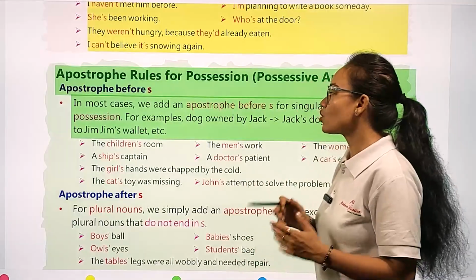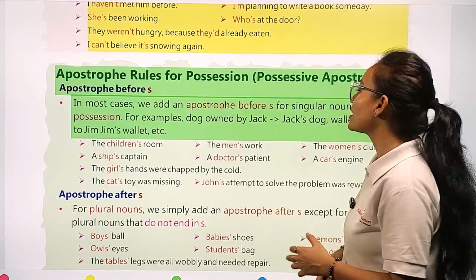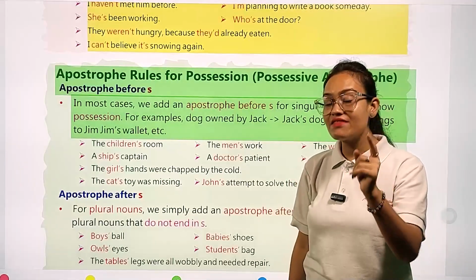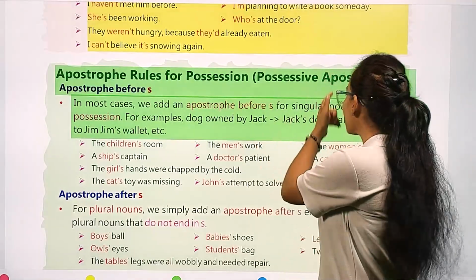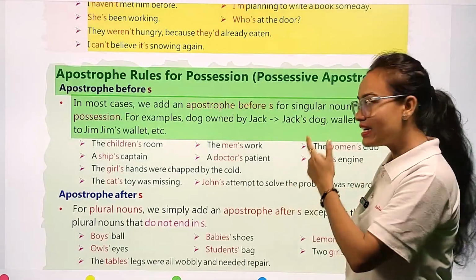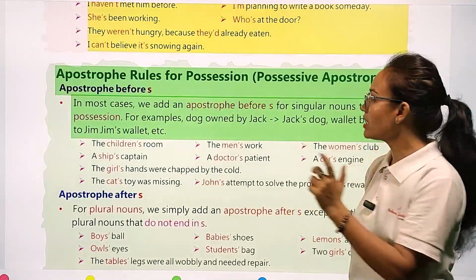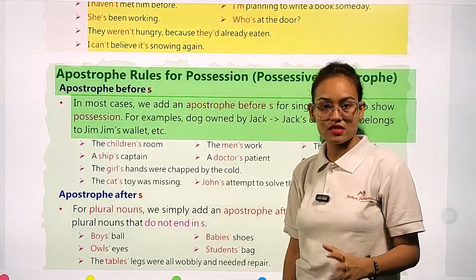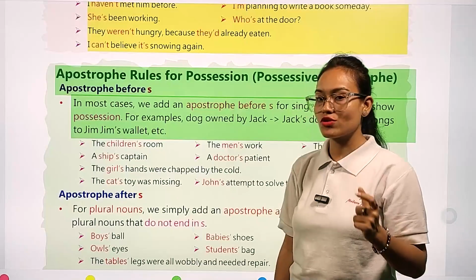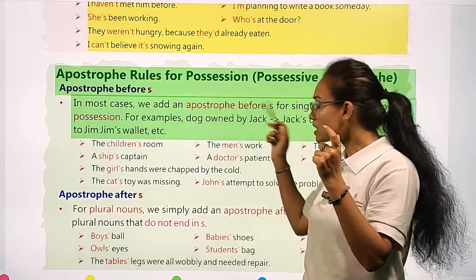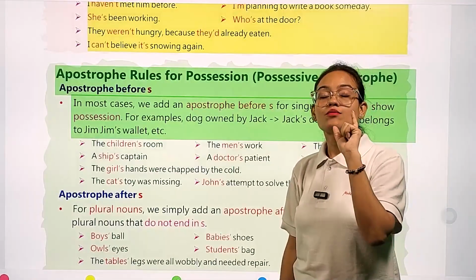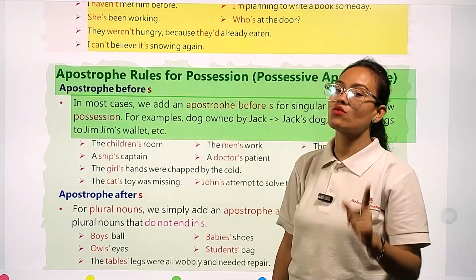Like in most cases, we add an apostrophe before S for singular nouns to show possession. Generally, in most cases, we add an apostrophe before the alphabet S if that word is a singular noun, and it shows possession. This line means that in most apostrophe cases, we add the apostrophe before S if that word is showing possession of a singular noun.